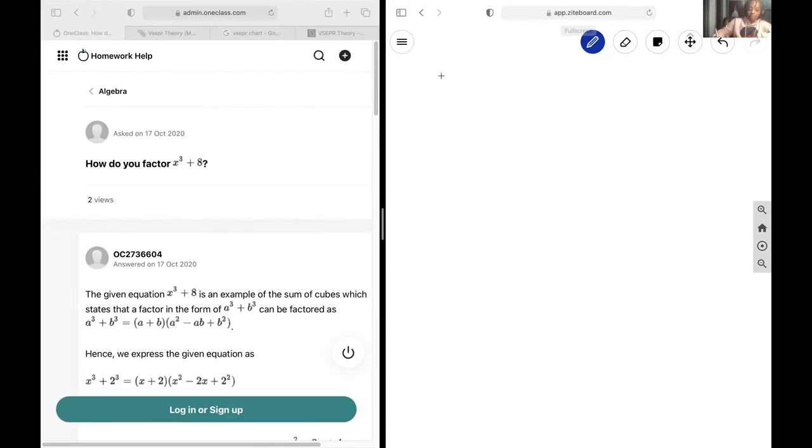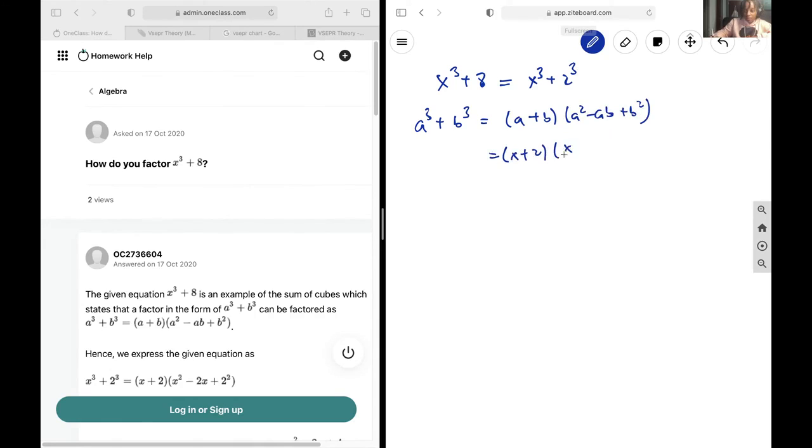Okay, for our next question, we want to factor x cubed plus 8. We're going to use the sum of cubes, because we can just note that x cubed plus 8 is the same thing as x cubed plus 2 cubed. Now the sum of cubes will be a plus b into a squared minus ab plus b squared. Just plug in those values and we get x plus 2 into x squared minus 2x plus 4. And this is going to be our final answer.